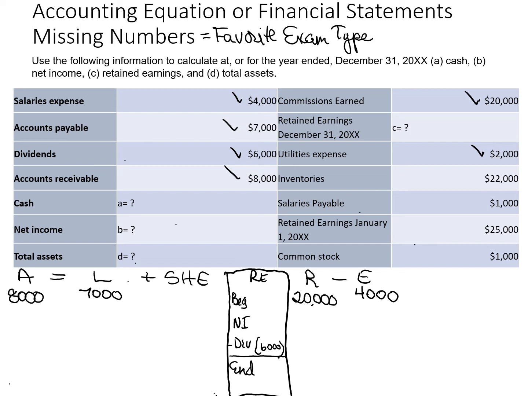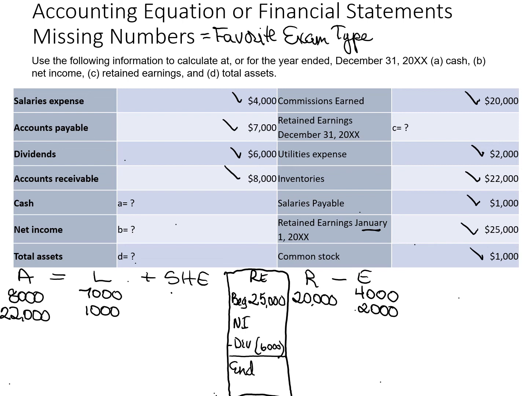So utilities expense is an expense. Inventories is a current asset, 22,000. Salaries payable is a liability. Notice how those liabilities end in payable. Retained earnings, this is in January, so that's the beginning of the year, is 25,000. And common stock is $1,000.